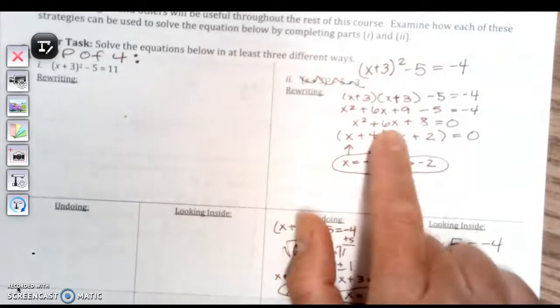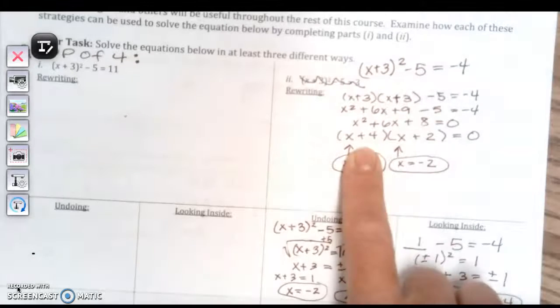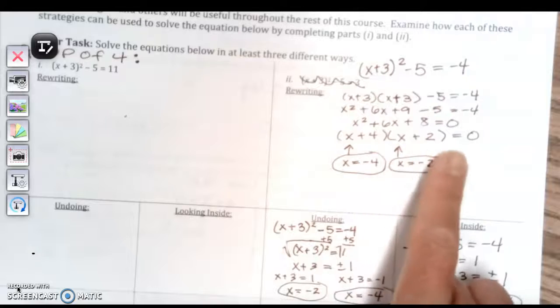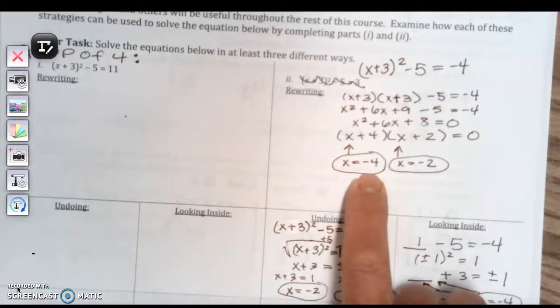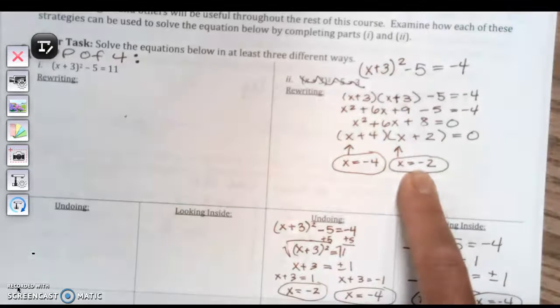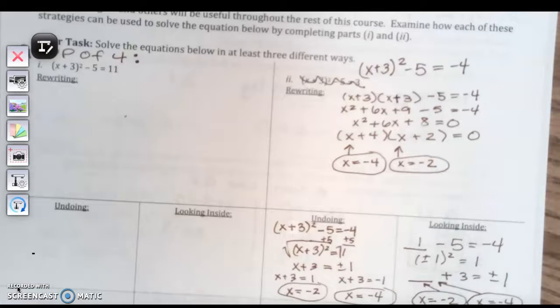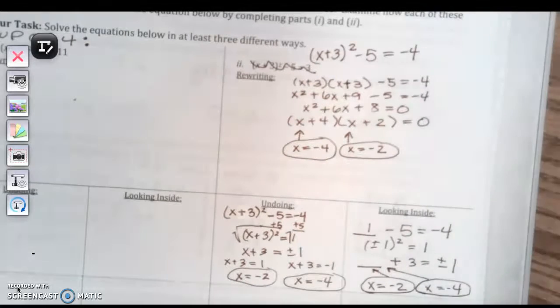To factor x squared plus 6x plus 8, hopefully you see that's an easy one, because 8 is just 2 and 4, right? So x plus 4 is our first binomial, and x plus 2 is our second binomial. And then we say, what plugs in here to get 0? That would be -4. And what plugs in here to get 0? That would be -2. Okay? That's the strategy of rewriting. It's supposed to help you have one tool in your belt to help you solve, okay?